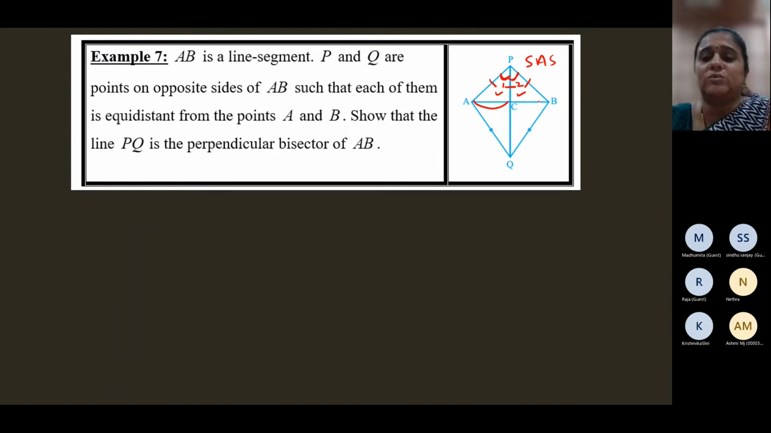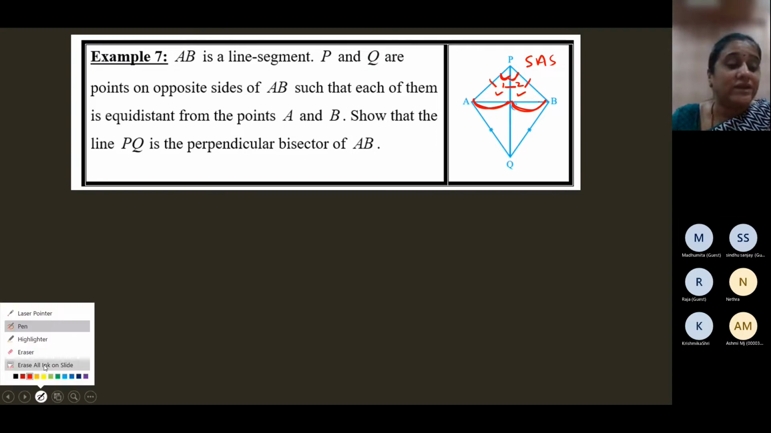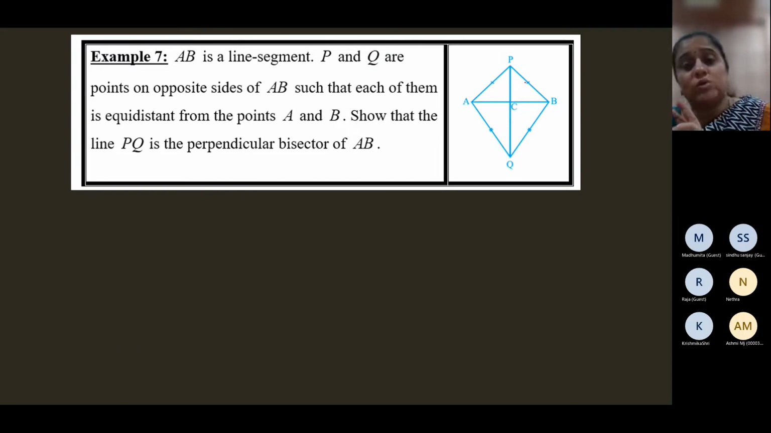CPCTC, AC is equal to BC. AC of this triangle is equal to BC of this triangle. So since we didn't have sufficient information, we proved that those two triangles are congruent and got this new result, angle 1 is equal to angle 2. Now we take these two triangles. This side is equal to this side. This is the common side. And included angle 1 is equal to included angle 2. So by SAS rule, these two triangles are congruent. CPCTC, AC is equal to BC.